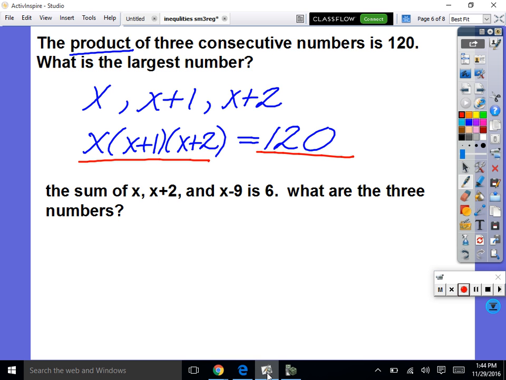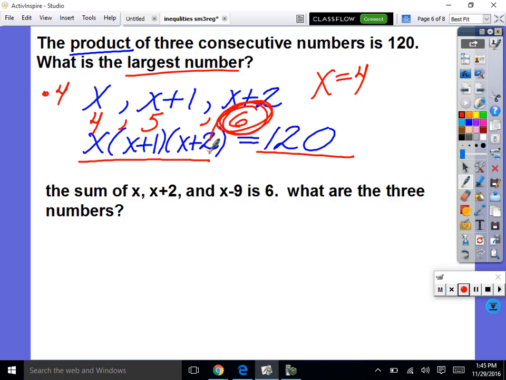Now, make sure you answer the question correctly on your ACT. X equals 4. It says, what is the largest number? On the ACT, they will have the option 4. If you choose 4, you're going to get it wrong. What's the largest number? Isn't x 4? So this is 5, so our largest number would be 6. That's the one we need to circle. Everybody good?